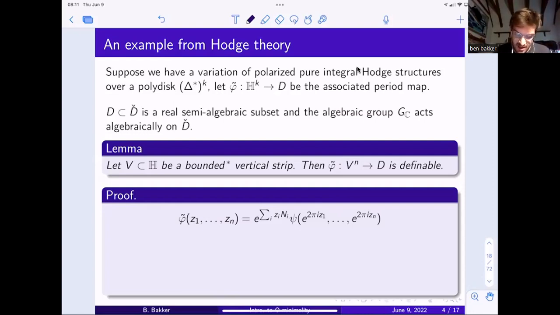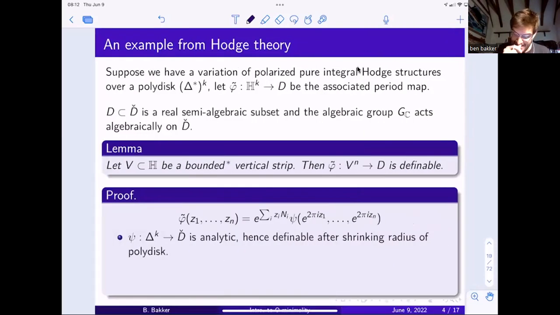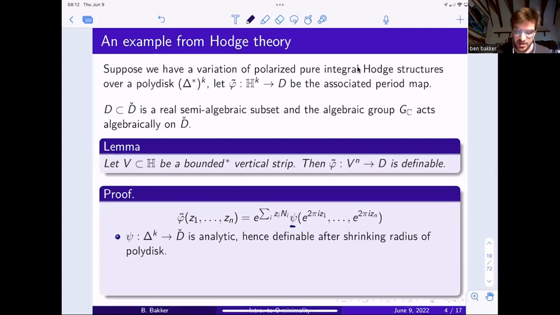By the nilpotent orbit theorem, we know that after untwisting by monodromy, this period map extends over the puncture of this polydisk, or whatever the punctures of this polydisk, as this monodromy invariant function psi. And this psi is a complex analytic function from the entire polydisk, and hence it's restricted analytic if we shrink the radius of the polydisk a little bit. So this function is definable.